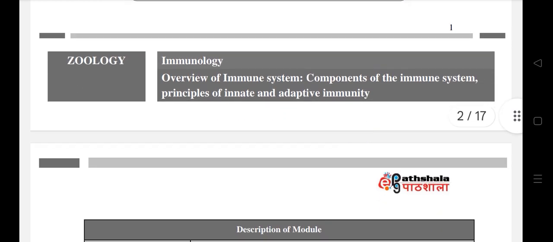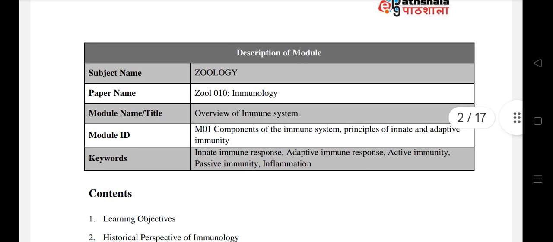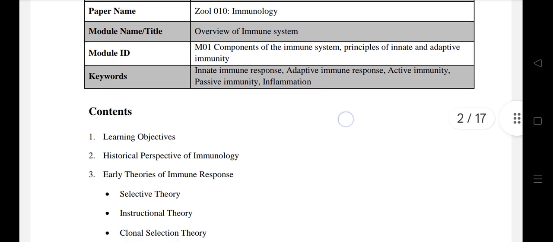So this topic is about an overview of the immune system, components of the immune system, principles of innate and adaptive immunity, some basic ideas. So let's just start. Today we're going to learn about immunology, components of the immune system, principles of innate and adaptive immunity, innate immune response, adaptive immune response, active immunity, passive immunity, and inflammation.